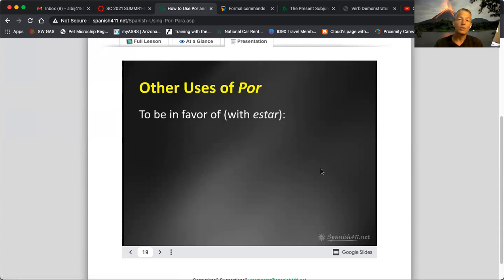To be in favor of, when you use it with estar, remember estar para is to be about to do something. Estar por is to be in favor of something. Estamos por almorzar. We are in favor of having lunch, as opposed to maybe, I don't know, going for a run or exercising. Okay. Let me go back to that too. Estamos por almorzar can also mean, depending on the context, and this is what I take it to mean as well, we have just eaten. Like estamos por almorzar means we just ate, we just had lunch, okay? So to me, that's also what that could mean, okay?